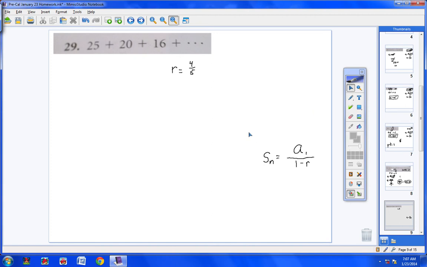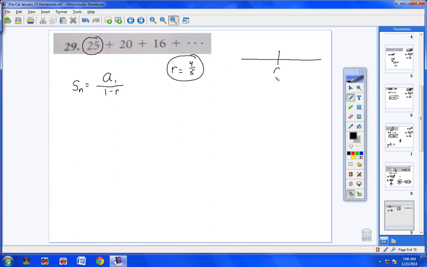And this is the formula we're going to use right here. Now notice what I need to use this formula: I have to know what the first term is, and I know that, and I have to know what r is, and I know that also. Oh, by the way, I'm sorry, one more thing. You cannot use this formula unless r falls between -1 and 1.